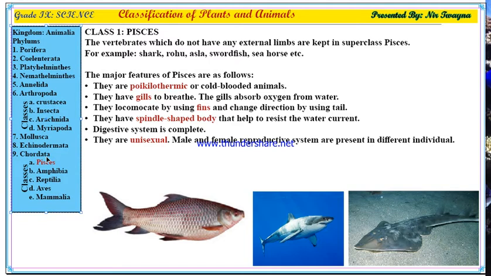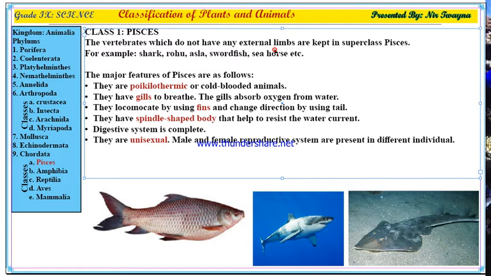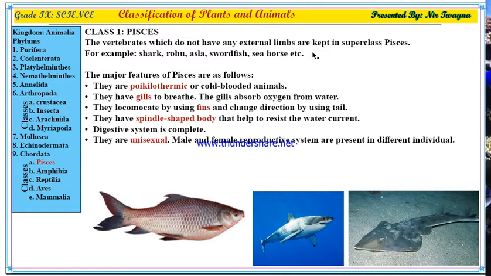As many of you know, Pisces are those vertebrates which do not have any external limbs. Those vertebrates which do not have any external limbs are kept in the class Pisces. Actually, Pisces is also referred to as the superclass. According to Whittaker, Pisces is referred to as a superclass. And in the superclass Pisces, there are two classes.